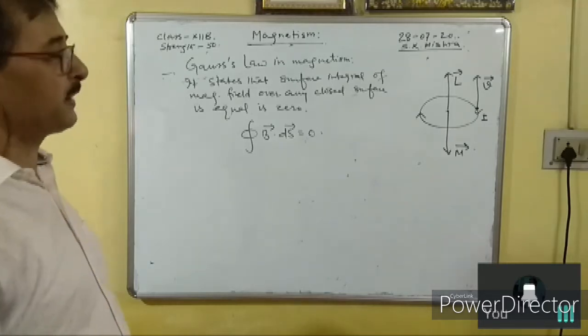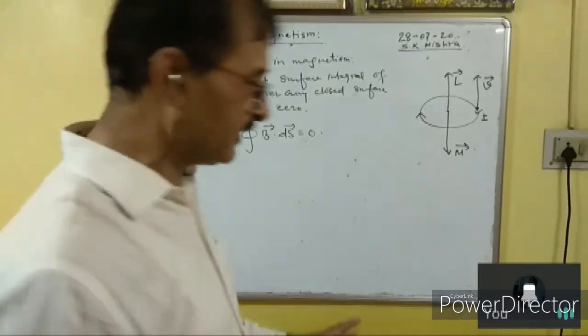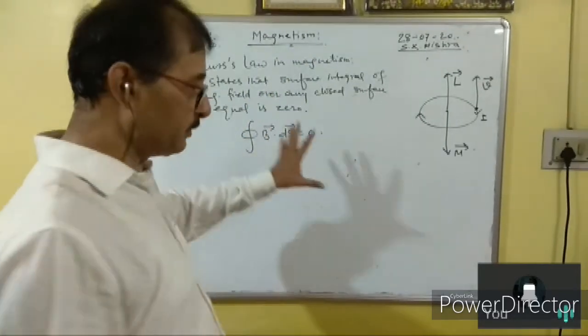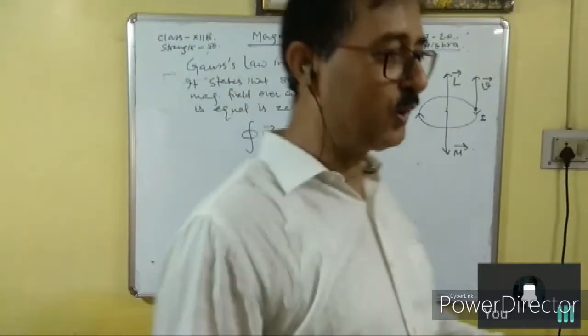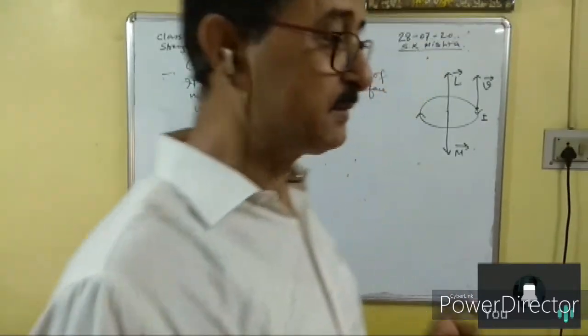Now, one small thing is there, Gauss law in magnetism. Very simple: B dot ds, since it forms a closed loop, is always 0.